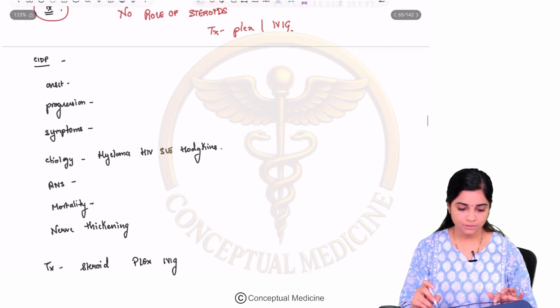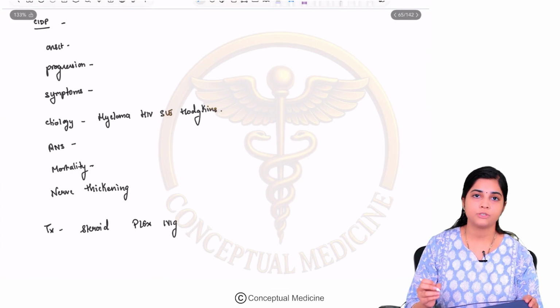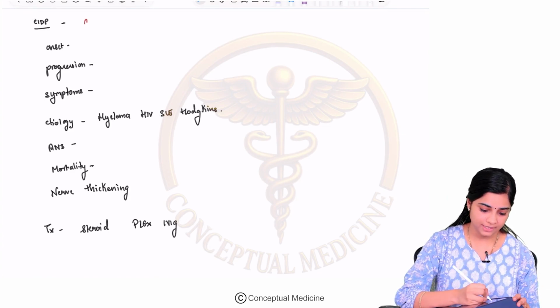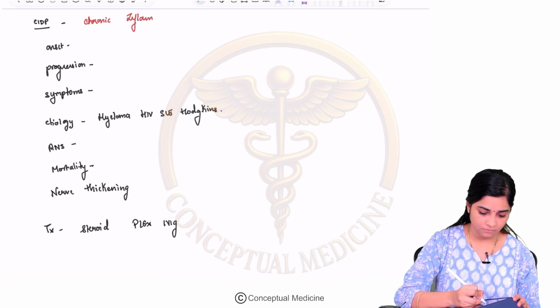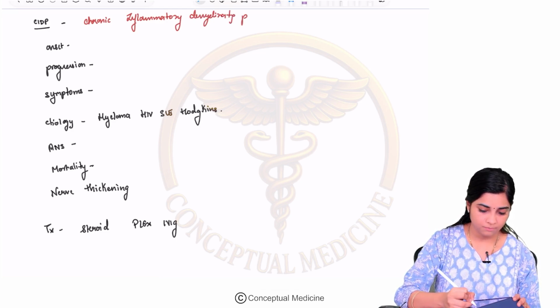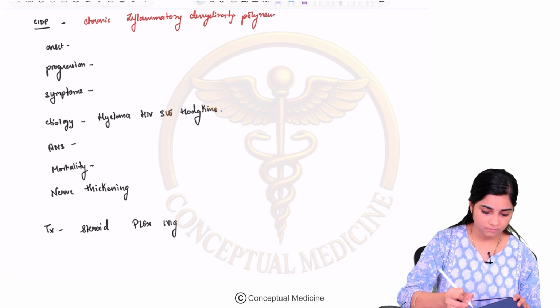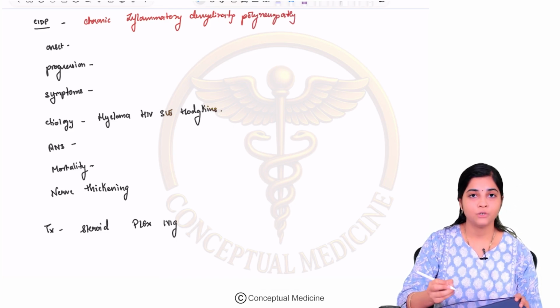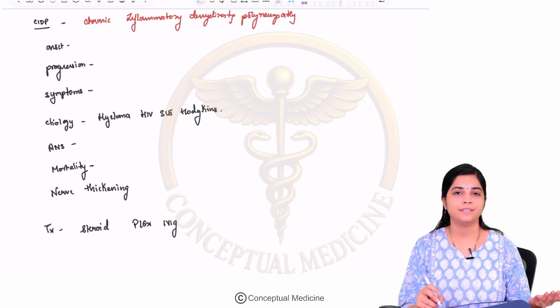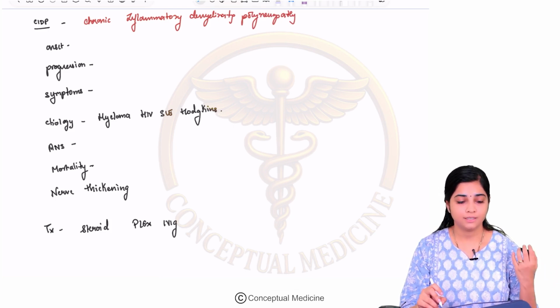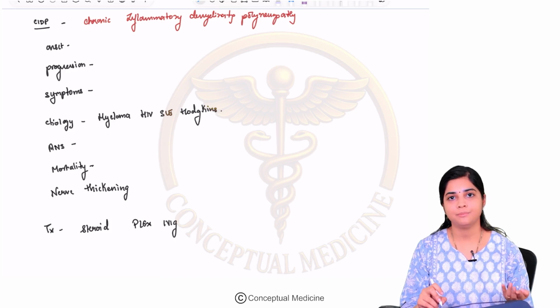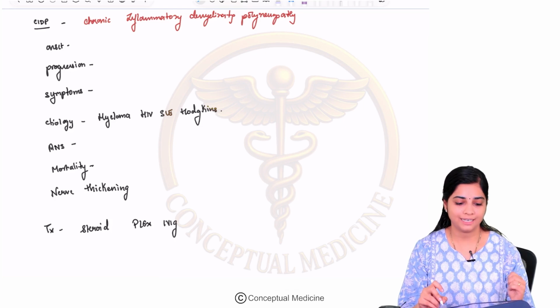Now let us move on to the next type of neuropathy, which is your CIDP, which stands for chronic inflammatory demyelinating polyneuropathy. Okay, so AIDP is acute inflammatory demyelinating polyneuropathy. CIDP is chronic inflammatory demyelinating polyneuropathy. So how is a CIDP different from an AIDP?